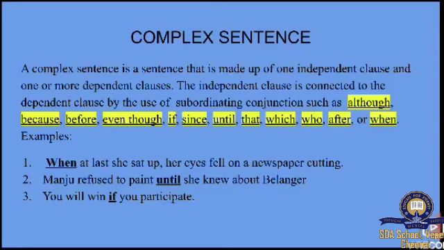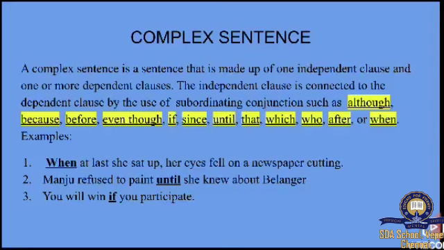So first, we saw a simple sentence and it had just one independent clause. Second, we saw compound sentence which had two independent clauses linked by coordinating conjunctions. Third is complex sentence, and here complex sentence has one independent clause and one or more dependent clauses.